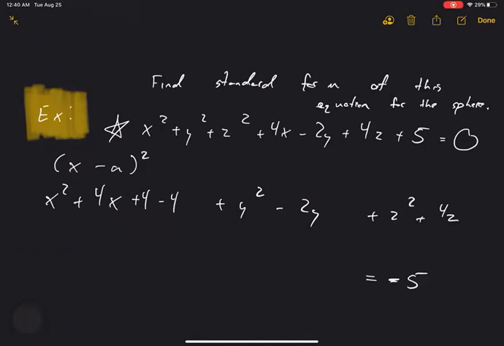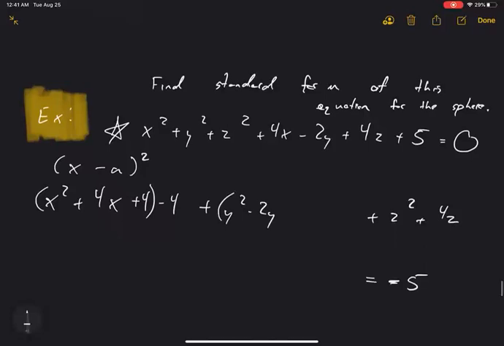Okay. So let's just put that in parentheses for a second. Really, I haven't changed anything, right? I've added 4, I've taken away 4. So I still have the same equation. Okay. And then let's kind of rewrite this so it's a bit neater. Okay, I got this. Let's do the same thing here.